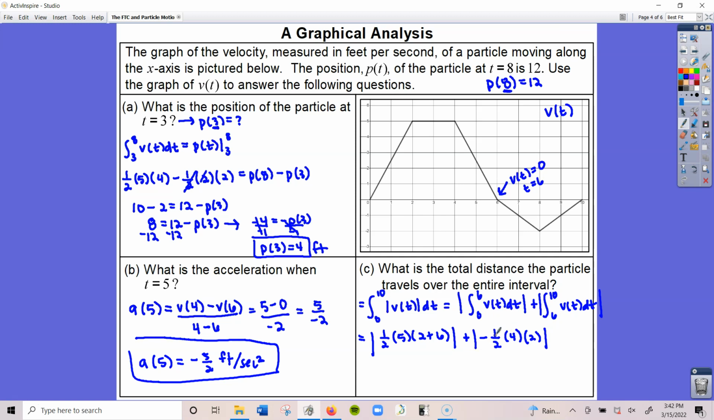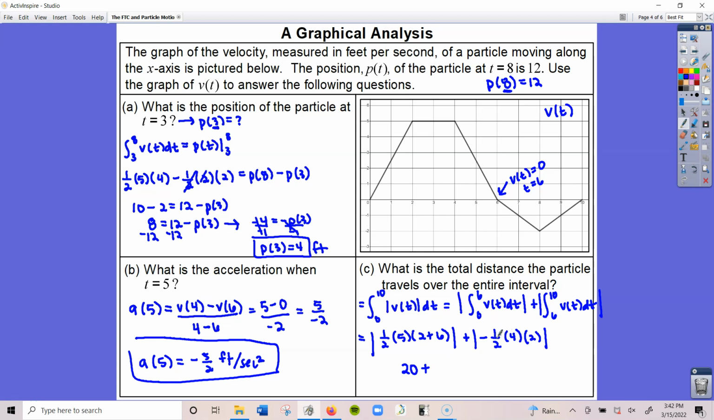And of course, I still kept it negative here because I'm going through the rules. It is below the x-axis, so it should be negative, but because this is total distance, that's why I have the absolute value, and we're going to end up taking the positive number anyway. So here, 2 plus 6 is 8 times 5 is 40, divided by 2 is 20. And it's already positive, so I can remove the absolute value.